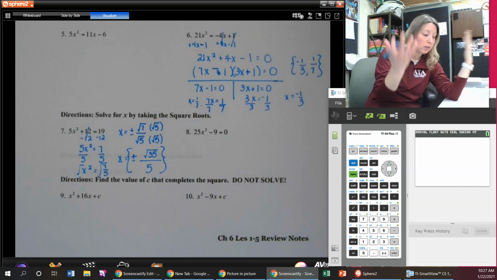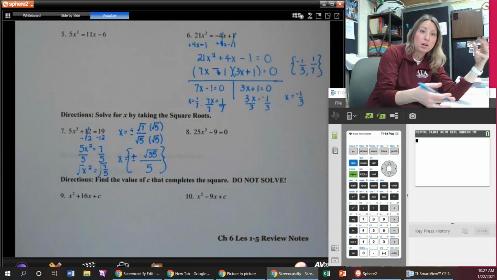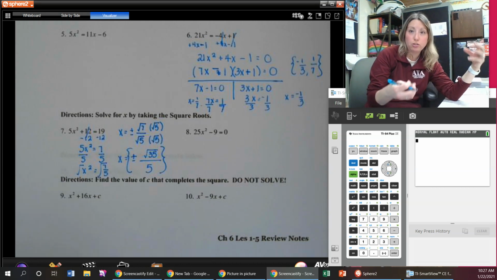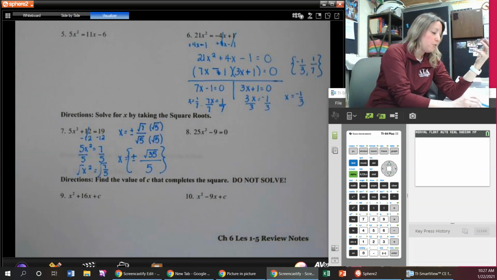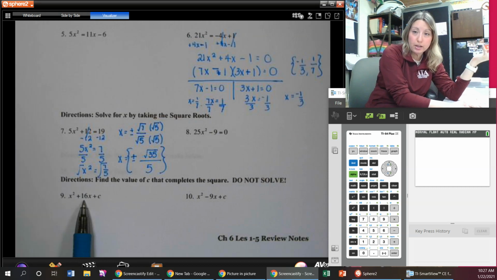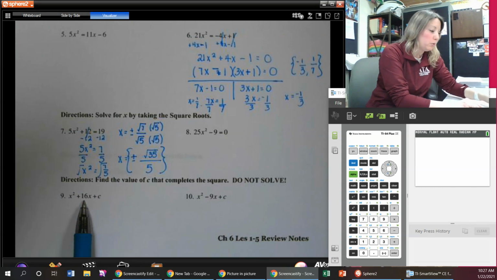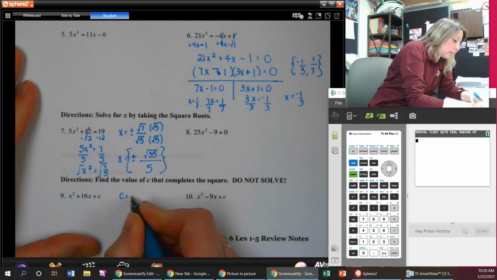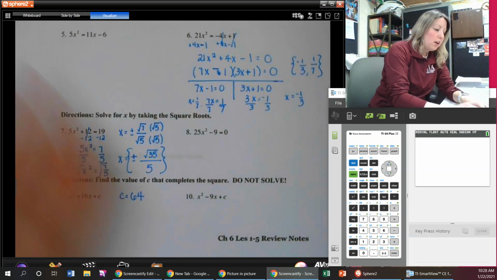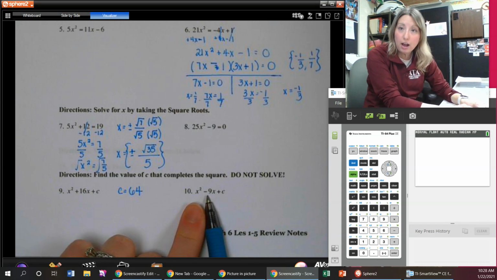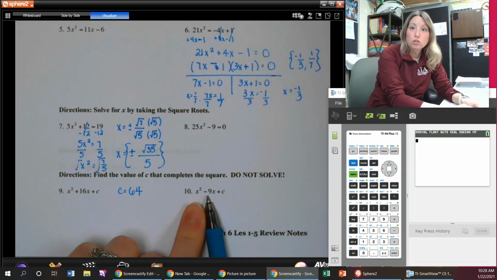Okay, C term, finding the C term. Take the middle term, divide it by 2, and square it. If your middle term is even, then this will be easy, right? 16 divided by 2 is 8. 8 squared is 64.